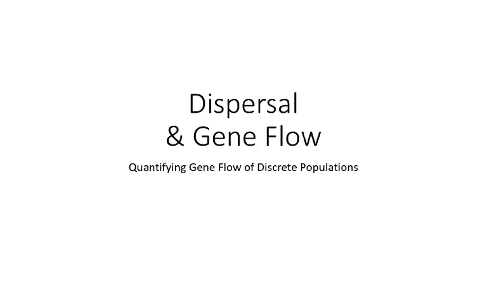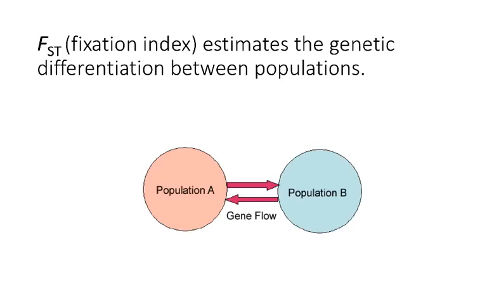Now we will talk about some of the molecular ways to figure out if and how much gene flow is happening between populations, and specifically in this video we're going to talk about quantifying gene flow of discrete populations, meaning we already have some kind of preconceived idea about what the population boundaries are, and which individuals are in those populations. So one of the main ways that is used to estimate genetic differentiation between populations is called FST, or the fixation index.